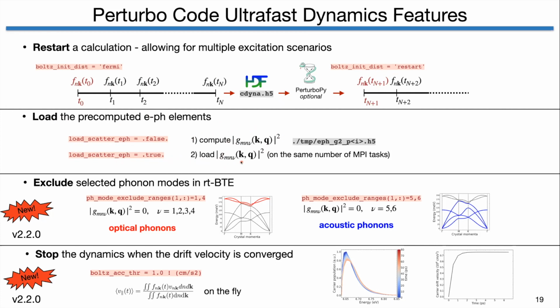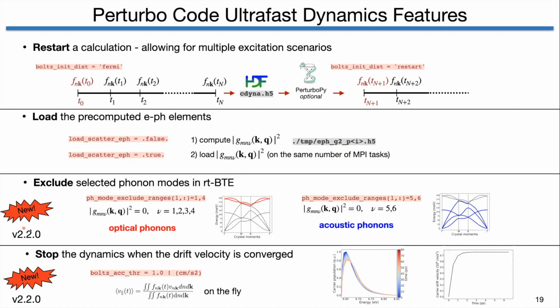Just one important thing here is that you have to run it on the same number of MPI tasks. Otherwise, the number of the HDF5 files generated for these elements will not correspond to your case. So you have to run the calculation with the same number of MPI tasks.